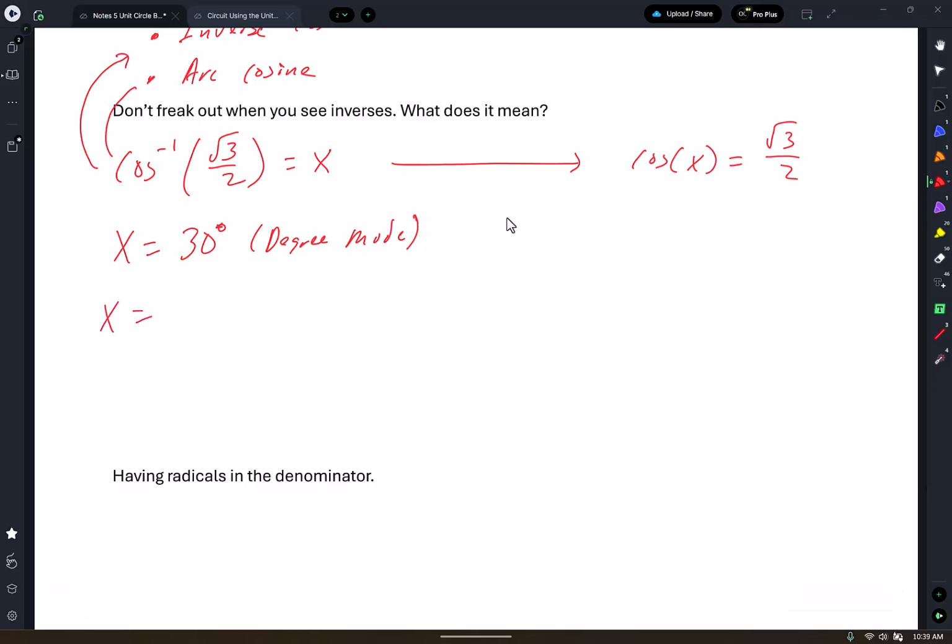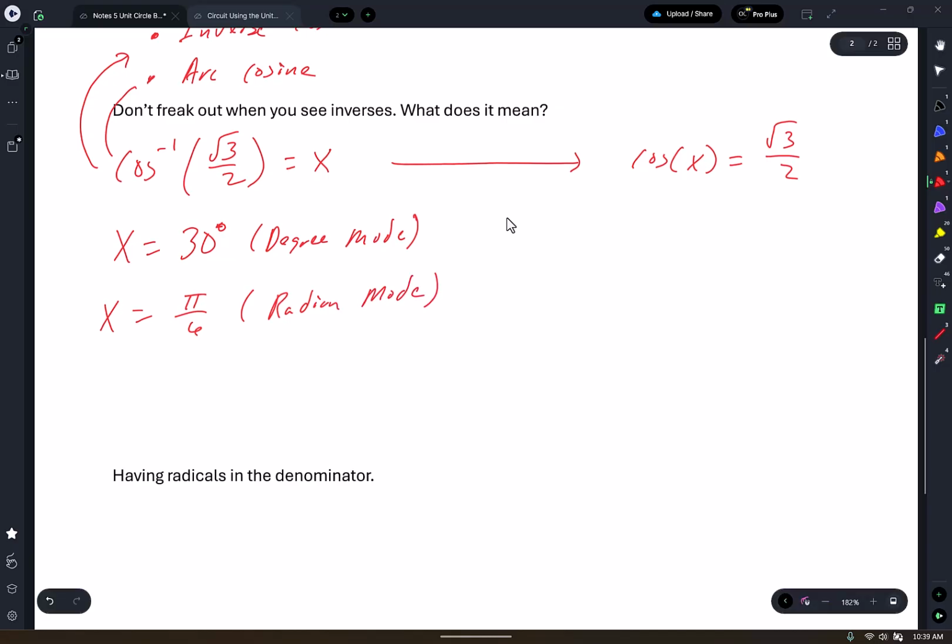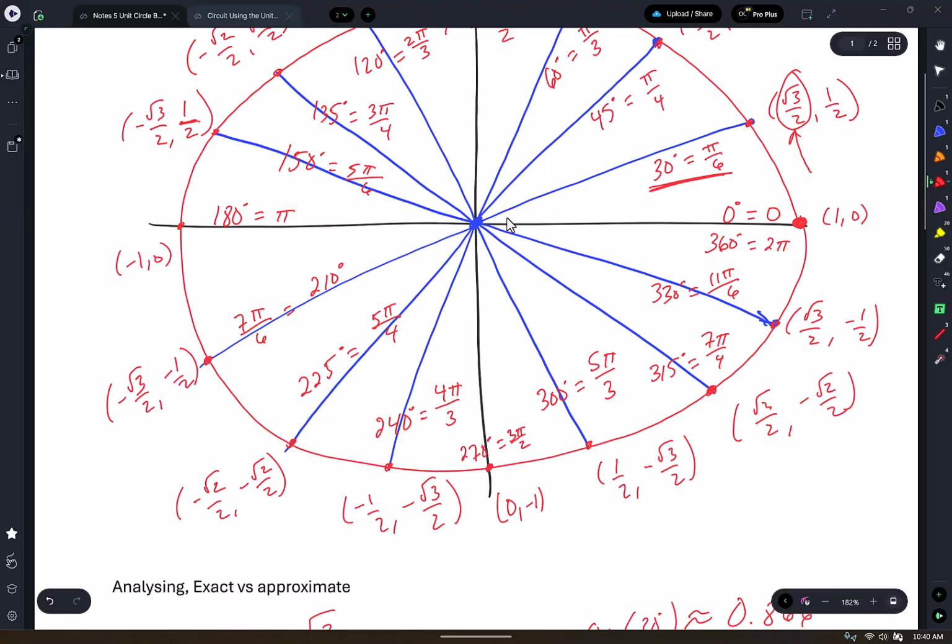Or you would say x equals pi over 6 if you're in radian mode. That's all it means. And how do I know which one to pick? What about 11 pi over 6? Because 11 pi over 6 cosine is also square root of 3 over 2. Well, there it is. These are the answers because we're talking about our principal branch, and you'll see what we're talking about when we start talking about inverses. So that just means the very first answer, right? Like the very first one as you go counterclockwise, square root of 3 over 2, there it is. So I'm talking about the very first one you hit.